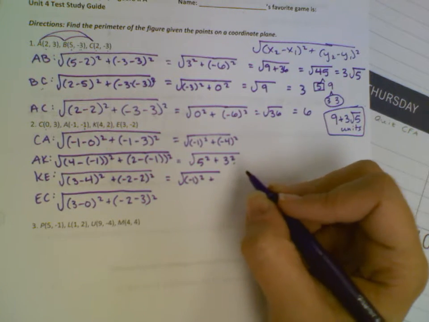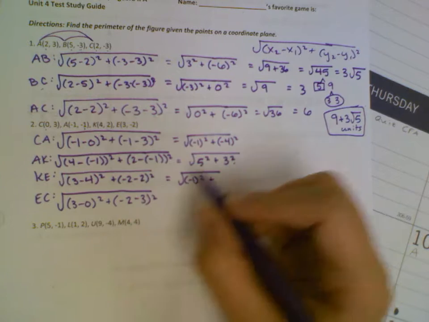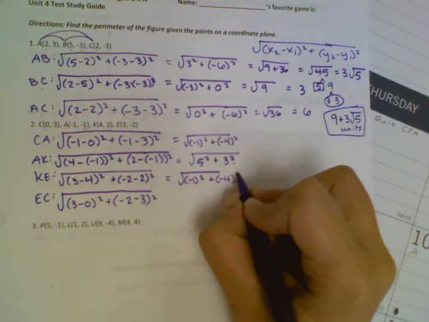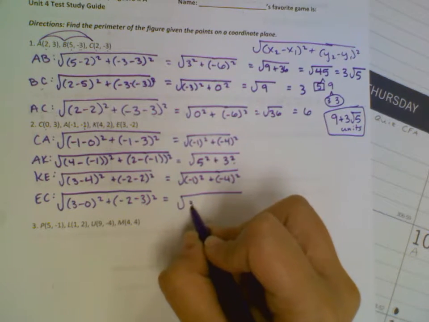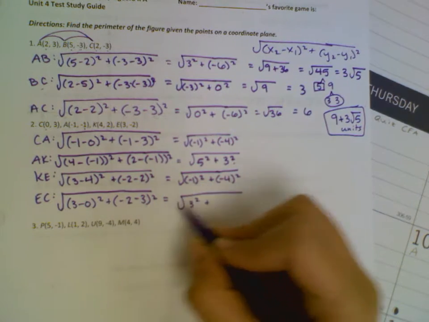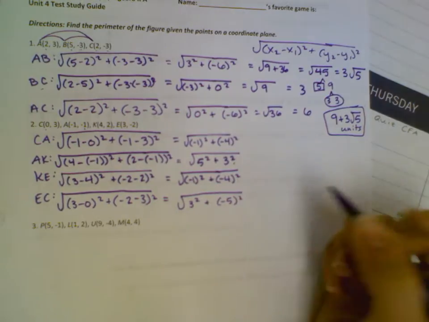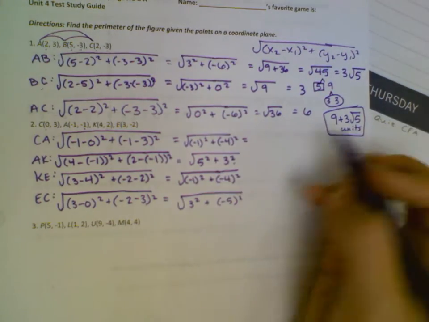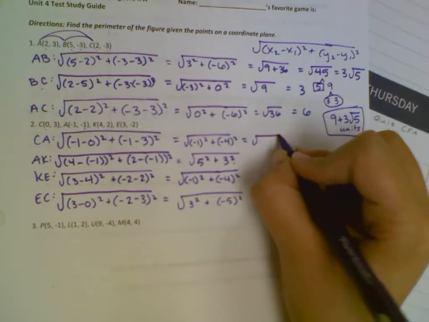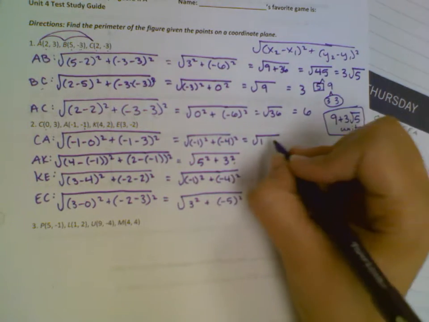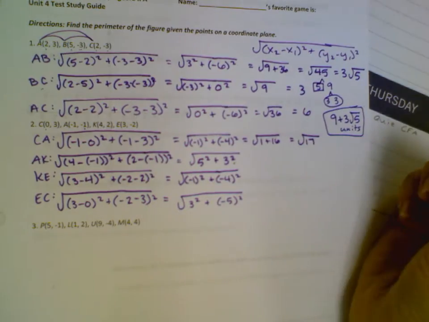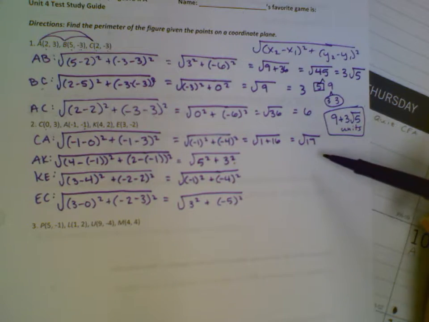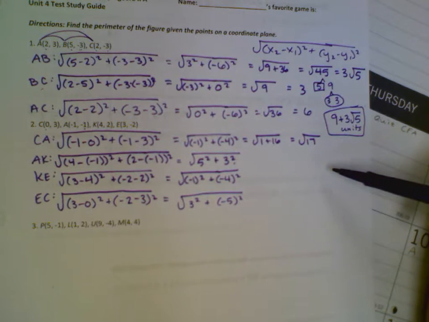3 minus 4 is negative 1 squared plus negative 2 minus 2 will be negative 4 squared. 3 minus 0 is still 3. And negative 2 minus 3 is negative 5 squared. And then we've got negative 1 squared will be 1. Negative 4 squared will be 16, which is going to give me the square root of 17. The only factors of 17 are 1 and 17. There will be no pairs, so that's as far as I can go.